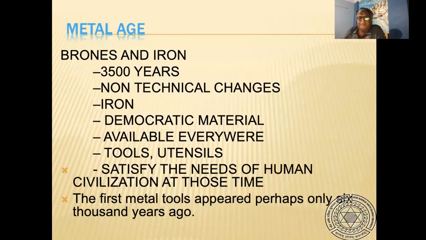Now, in the metal age, we have bronze and iron, and no technical changes were made. Iron is still used today on a larger scale because it is a dramatic material available everywhere. Tools and utensils during that period satisfied the needs of human civilization at that time. The first metal tools appeared perhaps only 6,000 years ago.